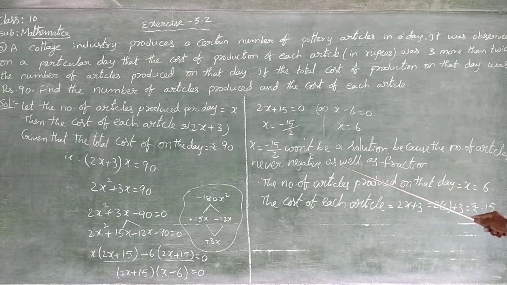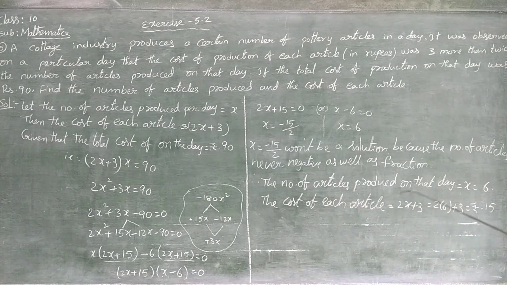x is equal to minus 15 by 2 won't be a solution. Why? The number of articles can never be negative. How many articles can they produce? We can say 2, 4, 5, 6, 7, 8, 9, 10, like that. You won't say minus 10 or minus 20. So it can never be negative, and also not a fraction. How many articles produced? 1 or 2. You can't say 1 and a half articles or 2 and a half articles are produced. It is not a fact. That's why x is equal to minus 15 by 2 won't be a solution.